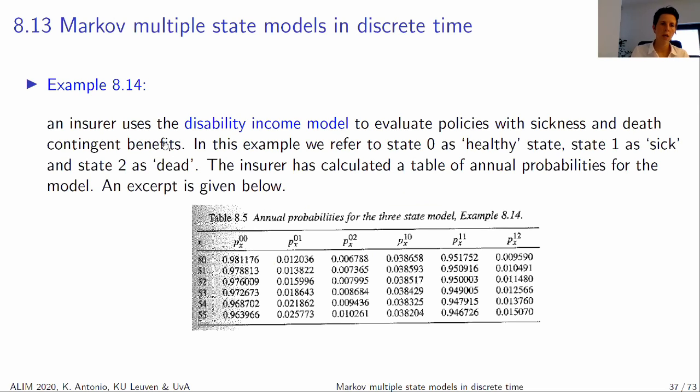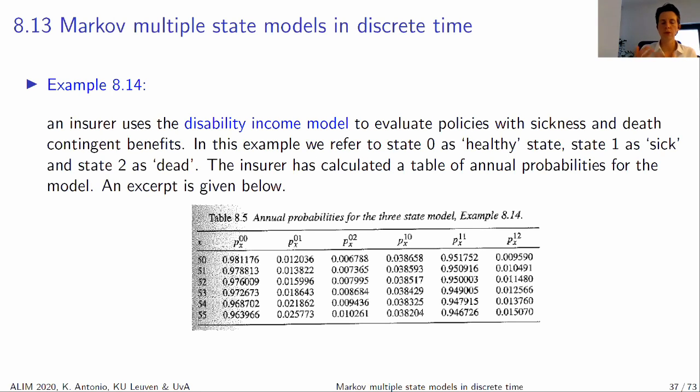So we have an insurer who's using a disability income model to evaluate policies with sickness and death contingent benefits. 0 is the healthy state, state 1 is the sick state, state 2 is death. We have the disability model, so we can go from 0 to 1, from 1 to 0, from 0 to 2, and from 1 to 2. So these are all the transitions that are possible. And what we get here, and this is just a copy-paste from the book, we've got an excerpt from a table with annual probabilities for this 3-state model.